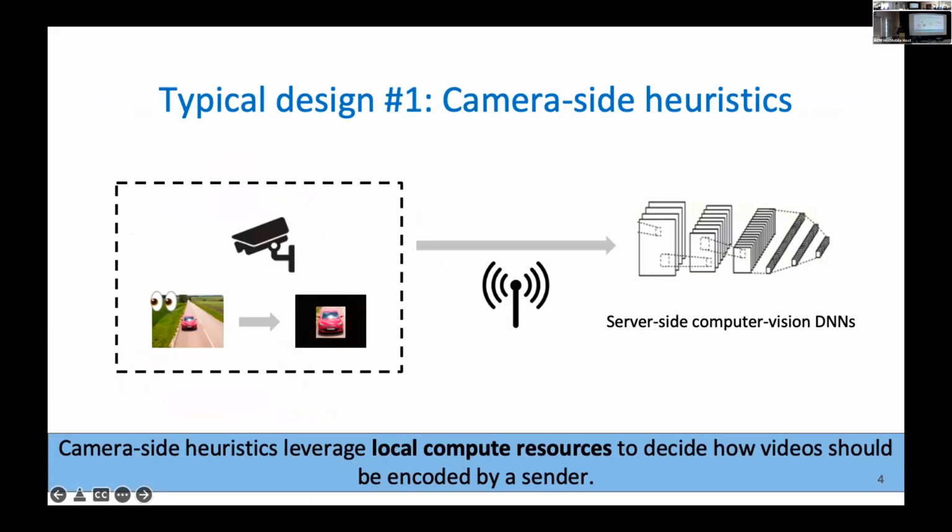So let's first take a look at two typical designs that have been recently adopted in designing video analytics systems. The first one features camera-side heuristics. In short, the system leverages local compute resources to decide how videos should be encoded by an encoder. Prior work runs a cheap model on the edge to determine which part of the video frame should be encoded in high quality, or simply decides if the current video frame should be dropped in its entirety.